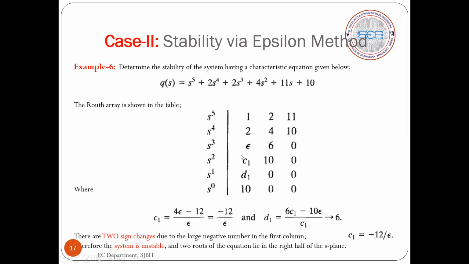So in total we count 2 sign changes, because epsilon we take as positive, C1 we found negative, D1 positive. From epsilon to C1 there is one sign change, and from C1 to D1 there is another sign change, from minus to plus. So we have 2 sign changes, 2 roots exist to the right of the s-plane, and the system is unstable. This is the remedy we have: replacing the 0 in the first column element with a very small positive number epsilon, continuing to complete the Routh table, looking for the sign changes, and commenting on the stability.